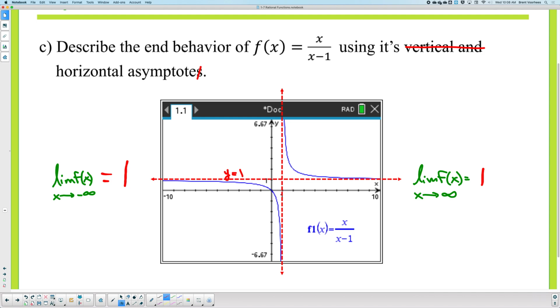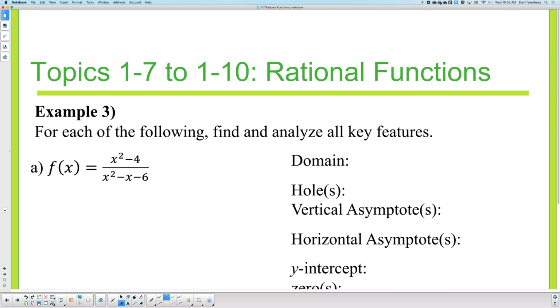I'm just going to make the functions more difficult as we go. We could use a calculator, but I'm going to use some good old-fashioned algebra to review some stuff with you. Forget the calculator, I want to do the algebra first, and then we'll check with the calculator. All right, let's check the next problem.